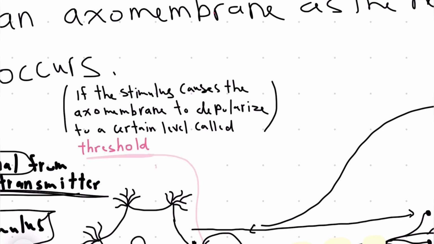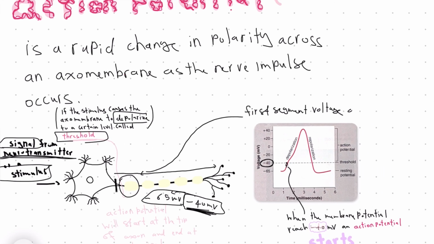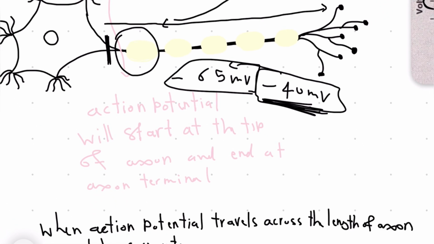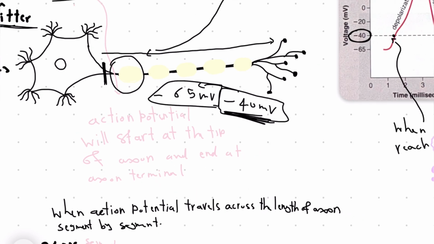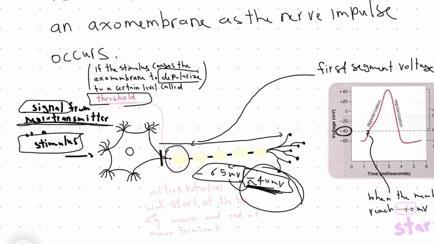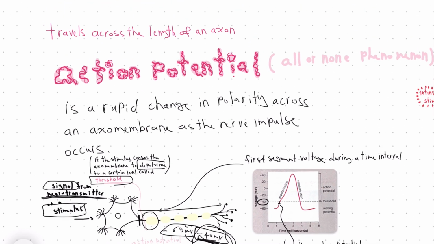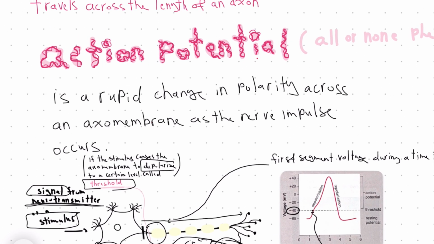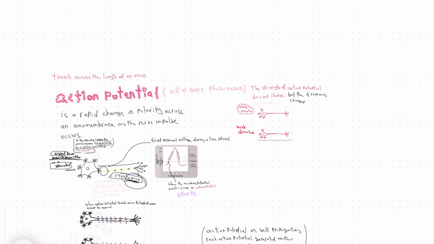Okay, this number is called the threshold. So if a stimulus causes the axon membrane to depolarize to a certain level, that is called threshold. Let's look at this. An action potential will start at the tip of an axon and end at the axon terminal. Let's look at the action potential definition. Action potential is a rapid change in polarity across an axon membrane as the nerve impulse occurs.